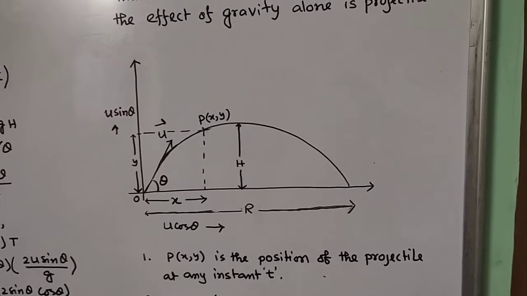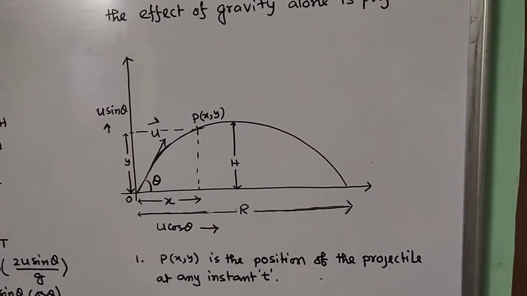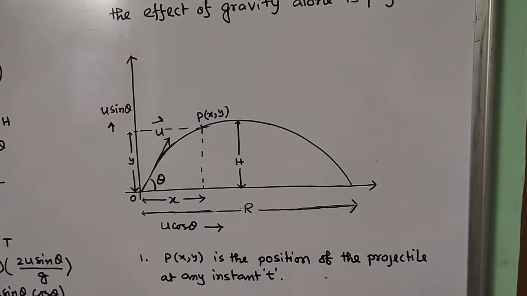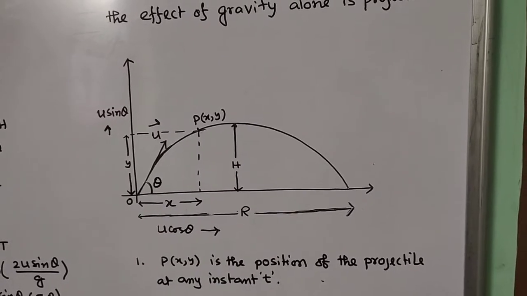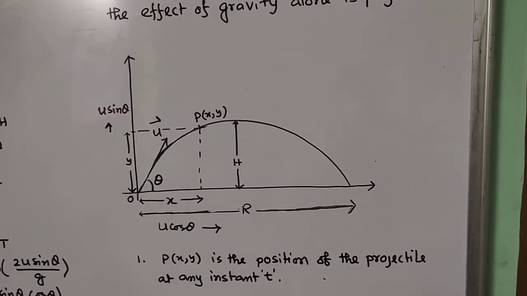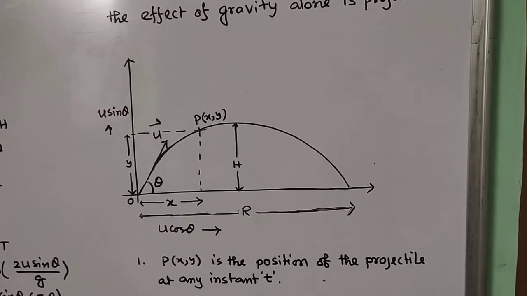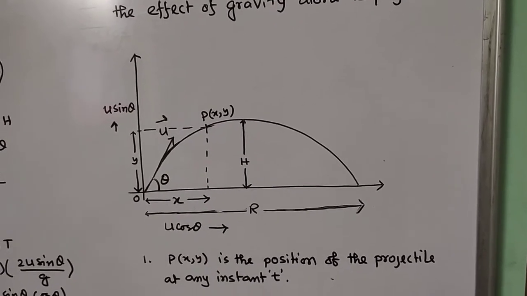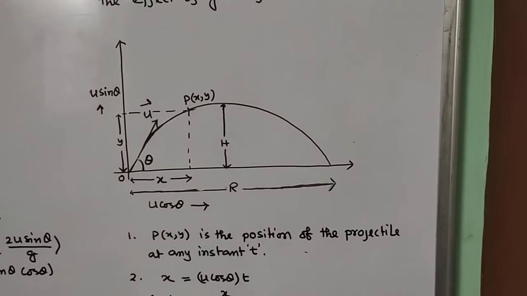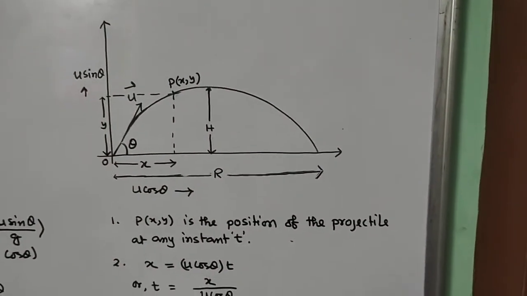Now P is the position of the object at an instant t with the coordinates x, y. It means if you have to locate P, you have to move x along the x-axis and y along the y-axis to reach P. And P(x, y) is the position of the projectile at an instant t.